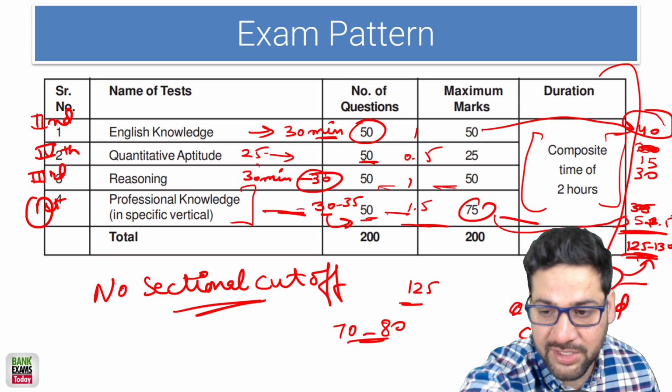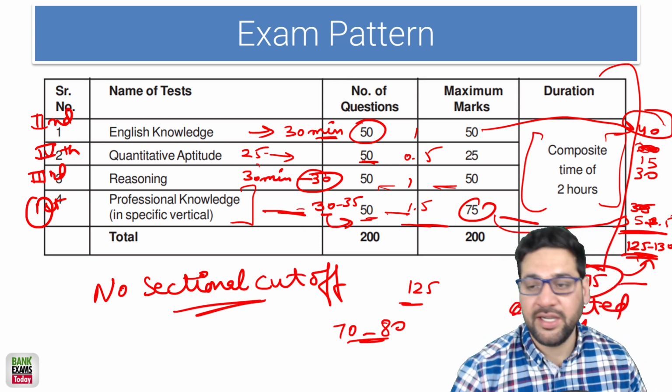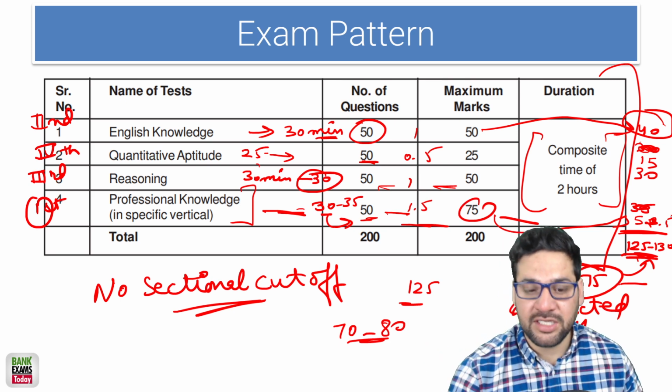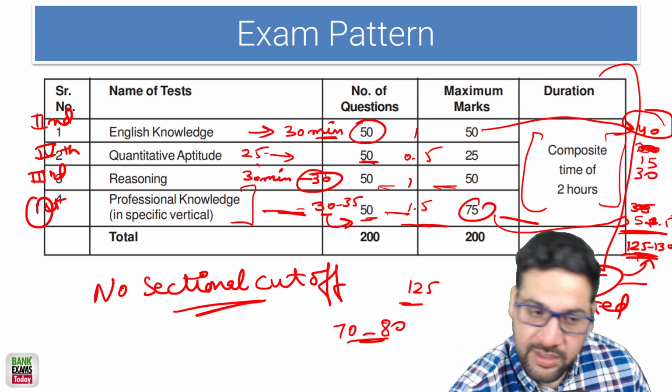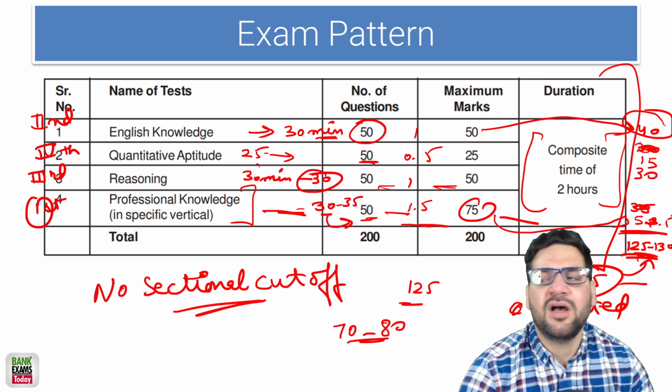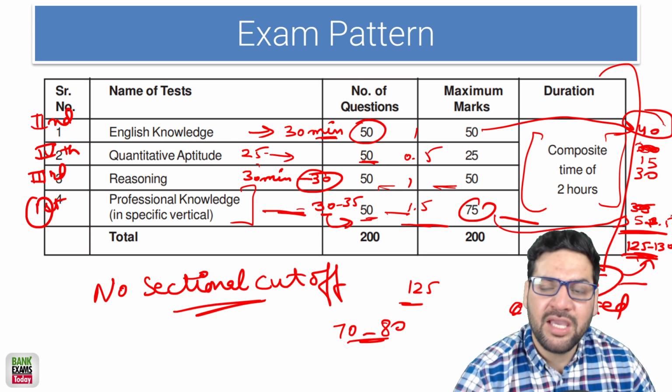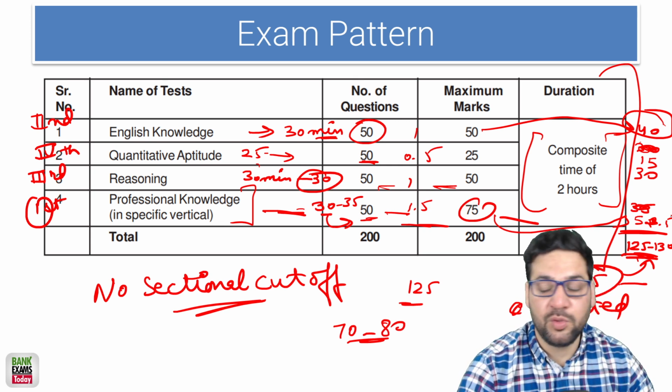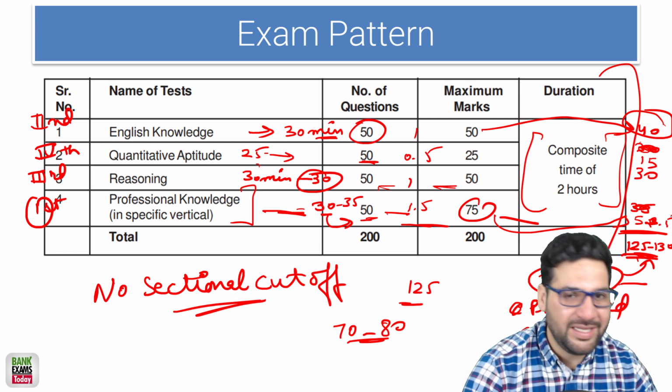I hope आपको कुछ समझ आ रहा है. Predicted cutoff का ये idea है मेरा, and this is the ideal attempt. Please avoid negative marking. Please do not attempt any question if you don't have any idea about it. कुछ idea नहीं है, छोड़ दीजिए.